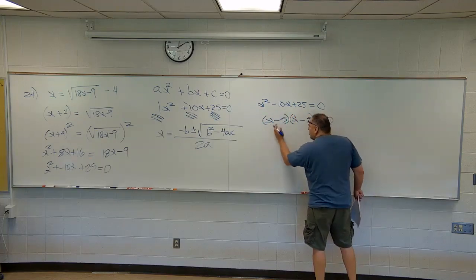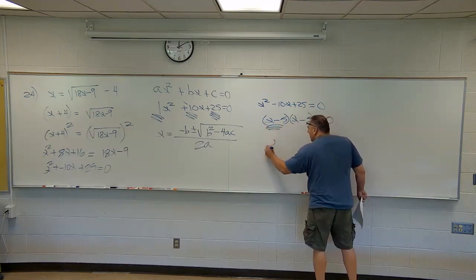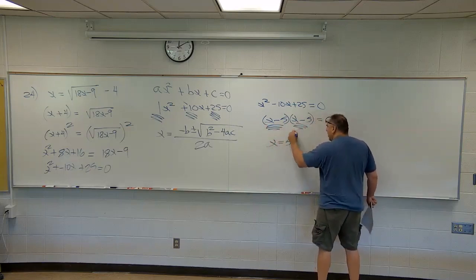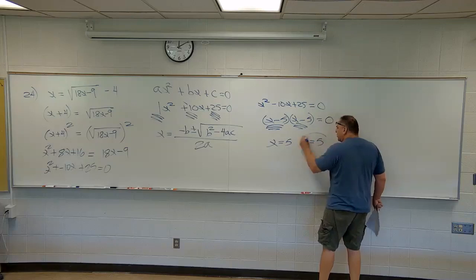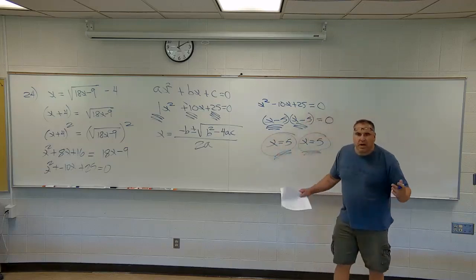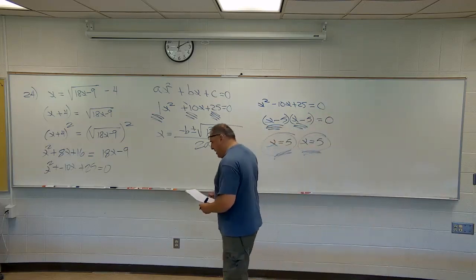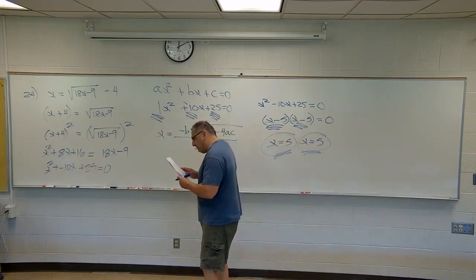What value? Remember, 0 times something will give you 0. What makes this guy 0? x equals 5. What makes this guy 0? x equals 5. Well, Gauss was right. Two solutions happens to be a double solution. x equals 5, x equals 5. You can just say x equals 5. Okay? So that's some of what's going on there.